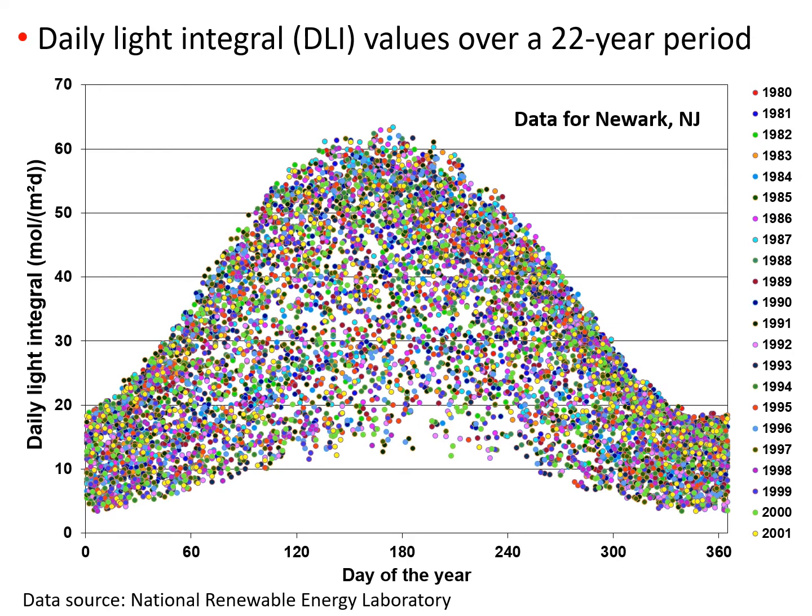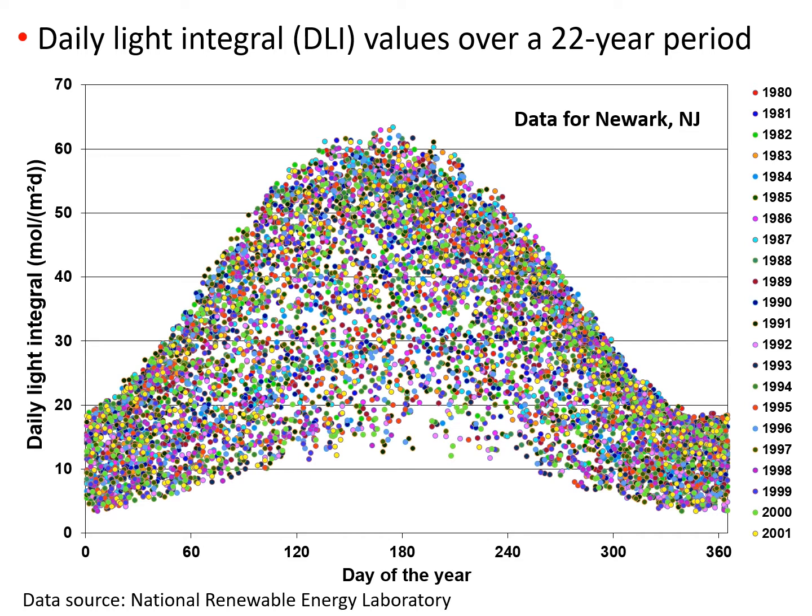This graph, full of dots, shows the measured DLI values over a 22-year period for Newark, New Jersey. The horizontal axis shows the day of the year, with 1 representing January 1st and 365 representing the last day of the calendar year, or December 31st. The trend shown in this graph will be similar for other locations across the US, albeit that the DLIs will generally be lower for locations north of Newark and higher for locations further south. Note that the variation during the winter months is not as high as the variation during the summer months.